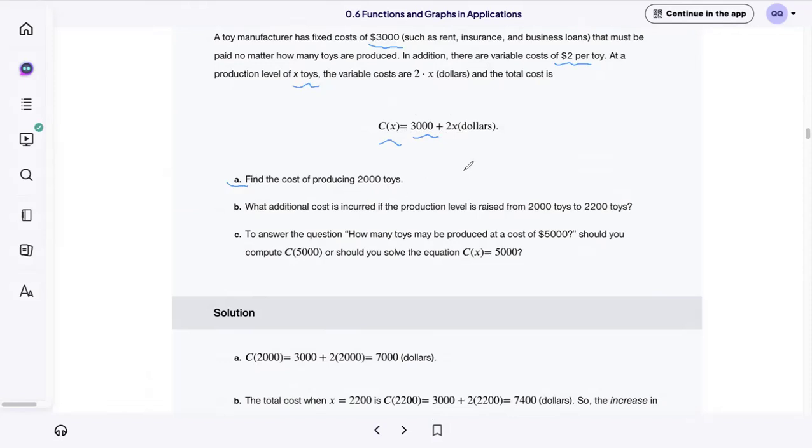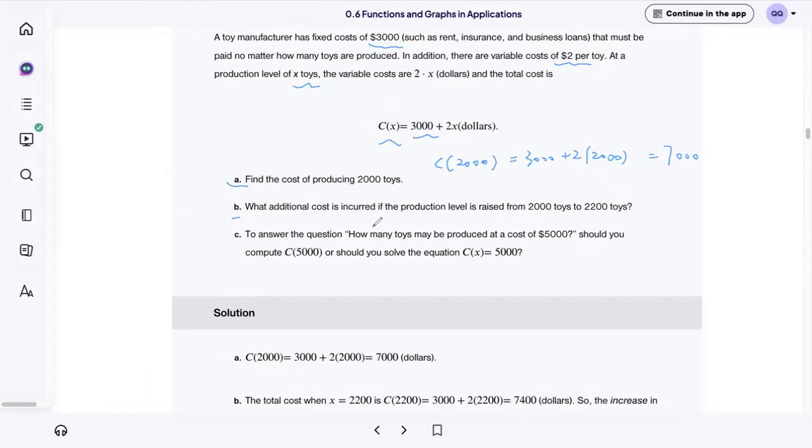So A, find the cost of producing 2,000 toys. That's C of 2,000 equals 3,000 plus 2 times 2,000. 2 times 2,000 is 4,000. 4,000 plus 3,000 is 7,000.